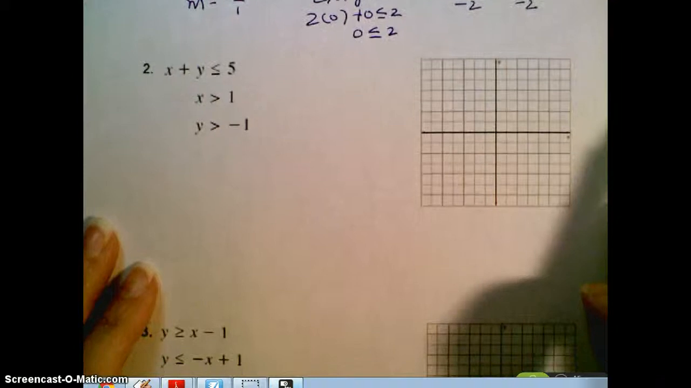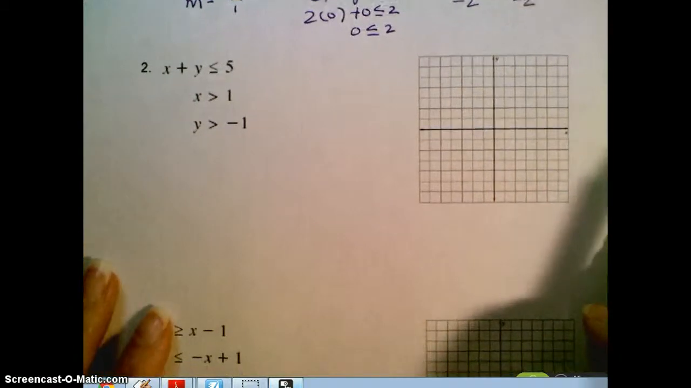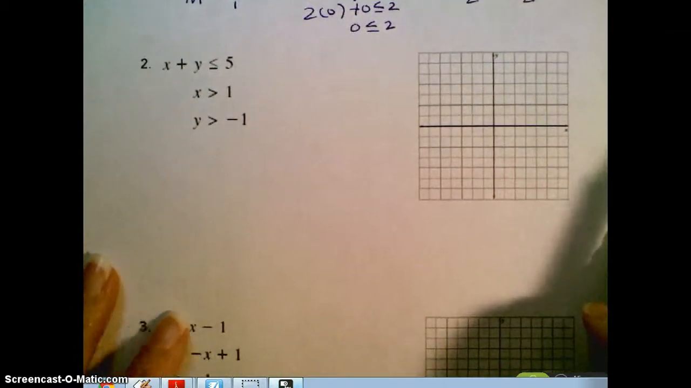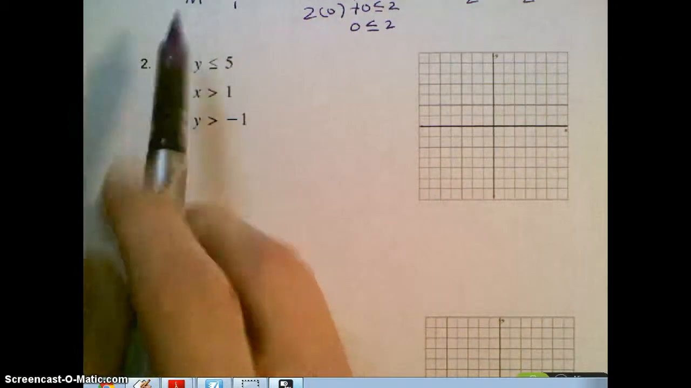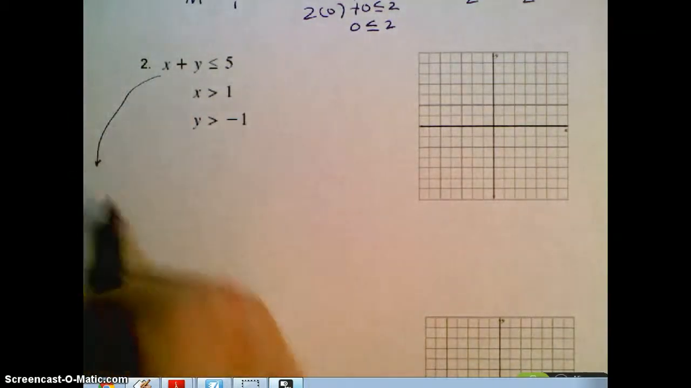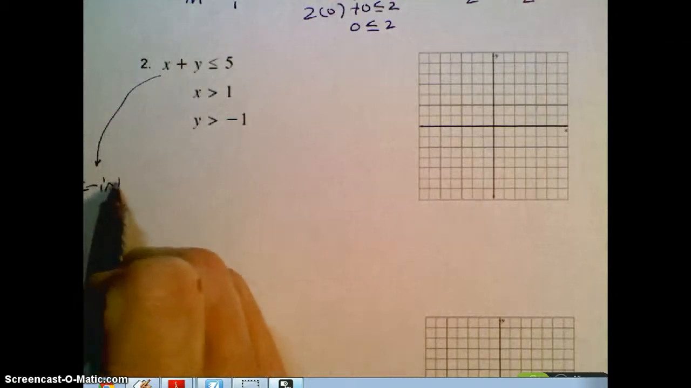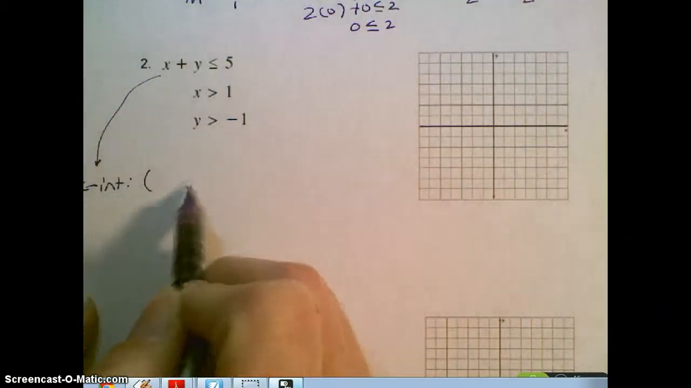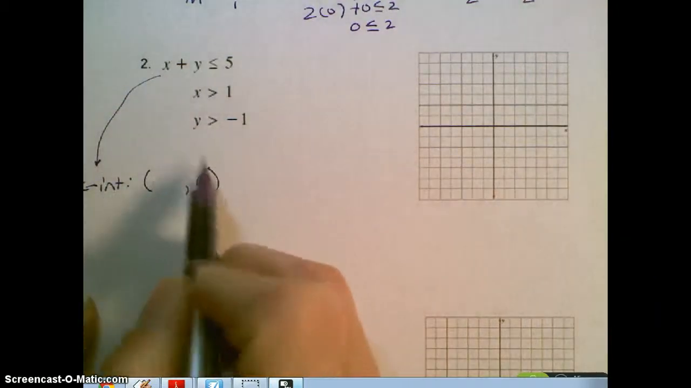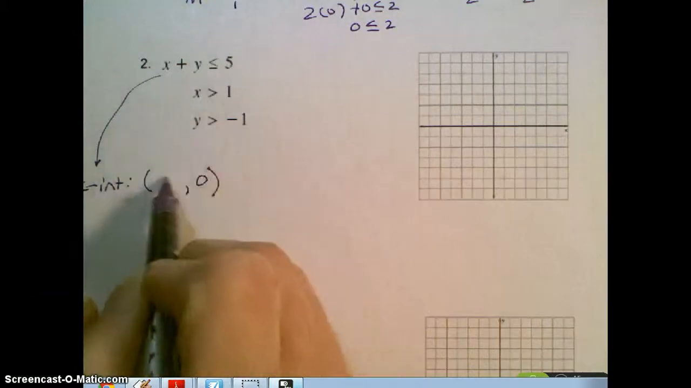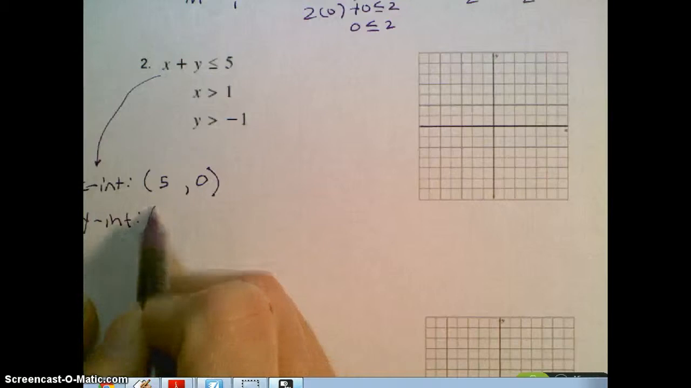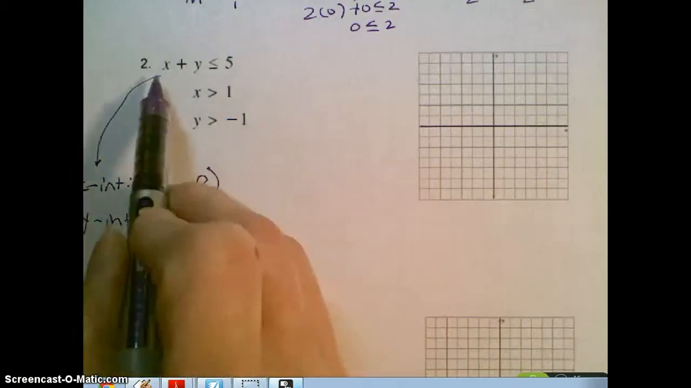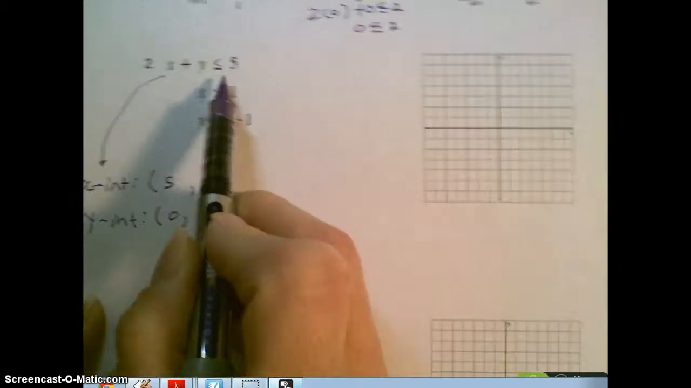Okay, let's look at number 2. We have 3 systems of inequalities, so I should have 3 boundary lines. I'm going to go ahead and leave this in standard form. And I'm going to find intercepts. So I want the x-intercept. That means I need an x value when y is 0. Well, if I put a 0 in here, then x is 5. And I want a y-intercept. That means I want a y value when x is 0. So if I put a 0 in here, y has to be 5.